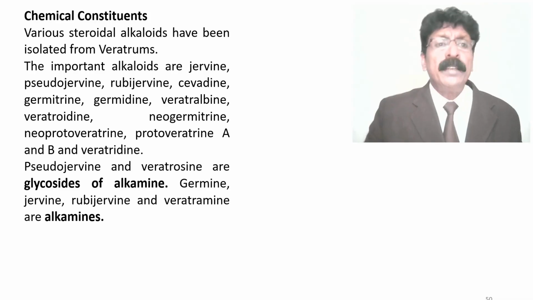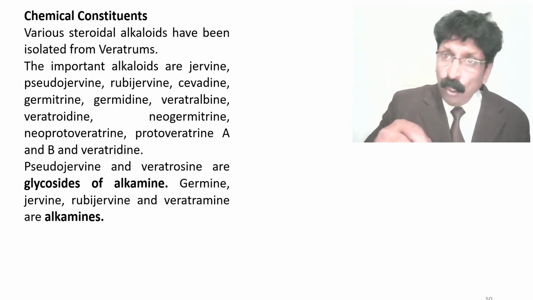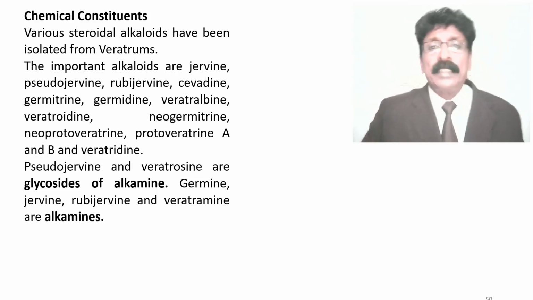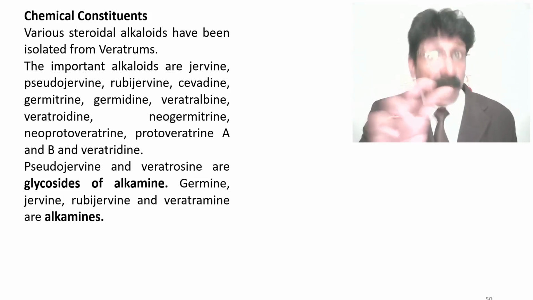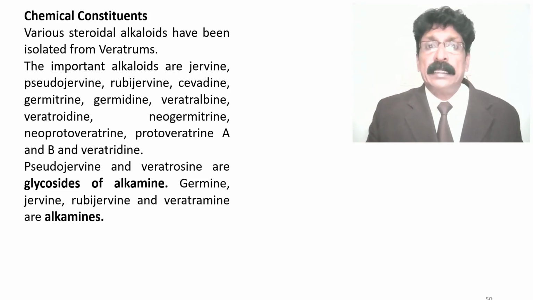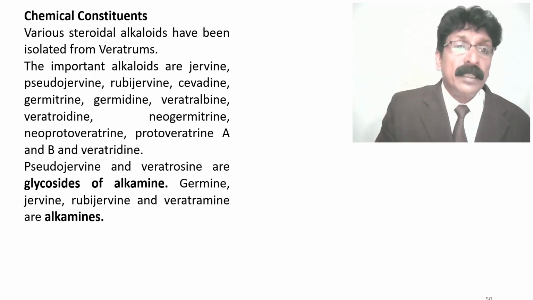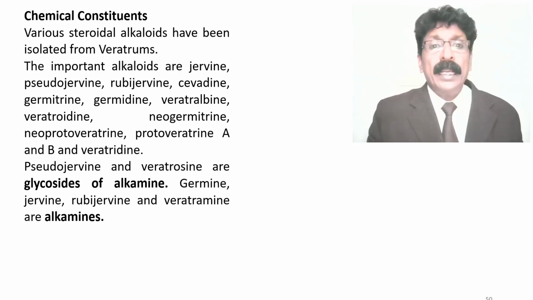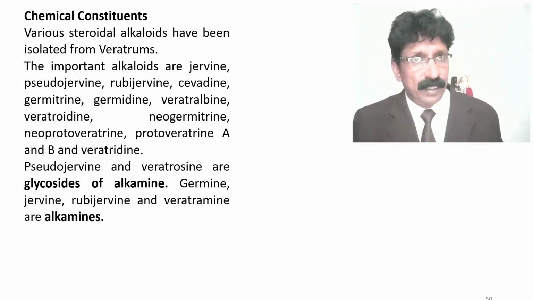Pseudogermerine and veratosine are glycosides of alkamines. They have an alkyl group with amines. Germine, germerine, rubigermerine and veratramine are alkamines, separate.